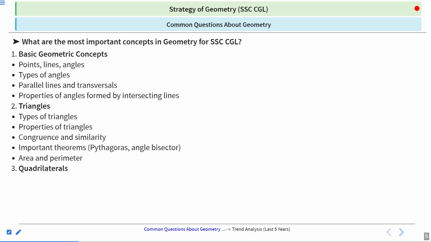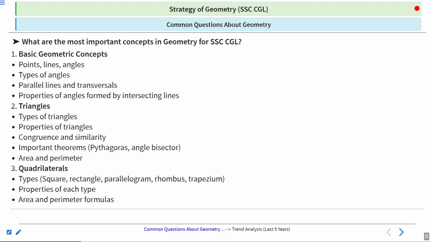Next one is quadrilaterals. There are many types of quadrilaterals like square, rectangle, parallelogram, rhombus, and trapezium. We need to learn the properties of each type, and the area and perimeter formulas of these quadrilaterals: square, rectangle, parallelogram, rhombus, trapezium.